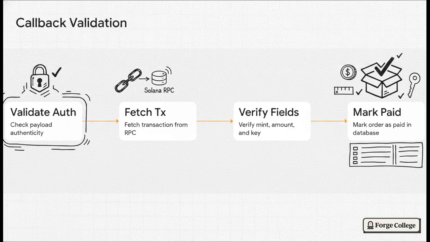Step 1. Validate the payload authenticity. Check the cryptographic signature or shared secret of the incoming webhook to make absolutely sure it's actually from your trusted UI or payment relay. Step 2. Take the transaction signature from that webhook and fetch the transaction directly from a Solana RPC node yourself. Step 3. Verify the semantics. Ask yourself, does this transaction actually transfer the correct token mint, USDC? Is the amount exactly right? Does it contain our specific reference key? If, and literally only if, all of those match perfectly, we proceed to step 4. Mark the order as paid in our database. We are directly cross-referencing the webhook's claims against the immutable on-chain data.